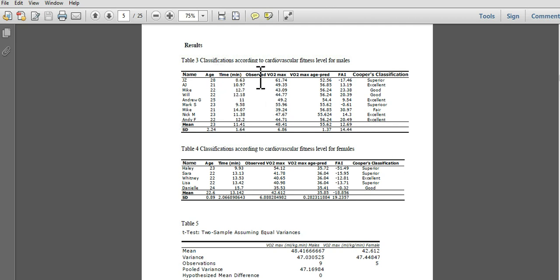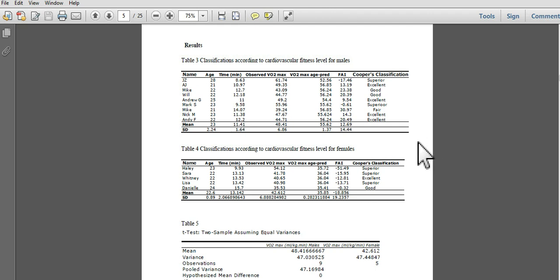So you can put YRS or YR, even Y, okay? Time in minutes, observed VO2 max. Now here's another point off because they didn't put mLs per kg per minute, okay? And then VO2 max, age predicted. And again, we want mLs per kg per minute on that. FAI you don't need to worry about, okay? So that is a nice little tip to keep your points upwards of 100, okay?